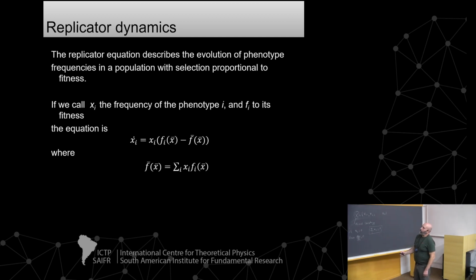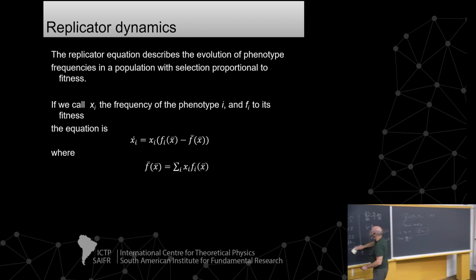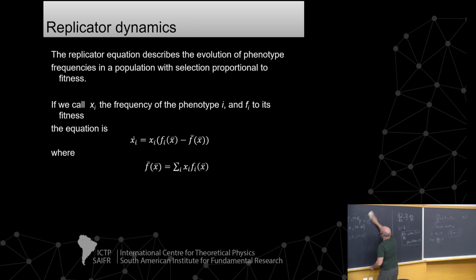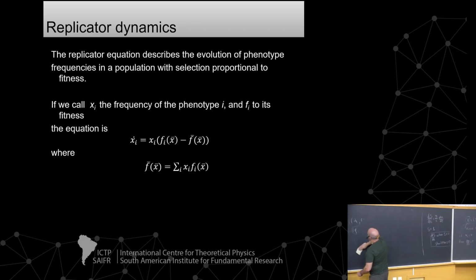Suppose that we call xi the frequency of the phenotype I. So suppose that we call xi the proportion of a given strategy in a mixed strategy. So suppose we have a mixed strategy, and this is the fraction of each of the strategies. So we have something like that. So the equation for the replicator dynamics is the following. It's the one that is there, but I prefer to write it down here to be more clear.